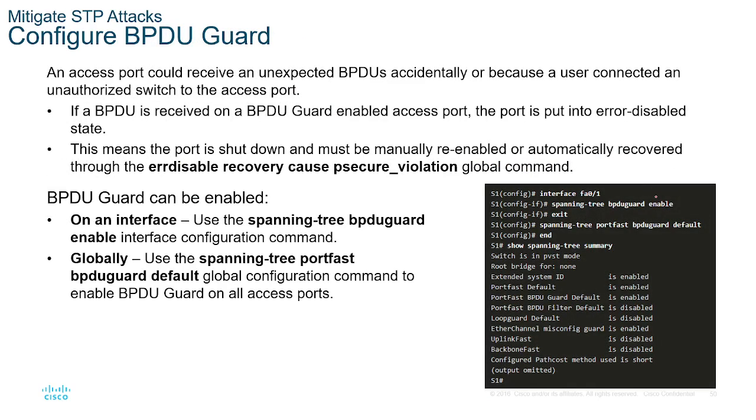So for BPDU guard, parang PortFast lang din. We use the spanning-tree, tapos instead of PortFast, we use BPDU guard, tapos enable. So we have here the BPDU guard can be enabled. Use the spanning-tree bpduguard enable on an interface. So if you want to use it globally, gawin mo, use the spanning-tree portfast bpduguard default. Tapos naka-enable sila dito. Yung summary, makikita natin lahat ng mga naka-enable and disable.